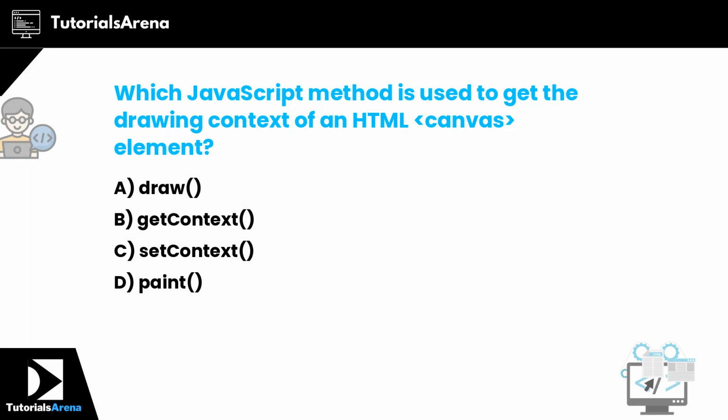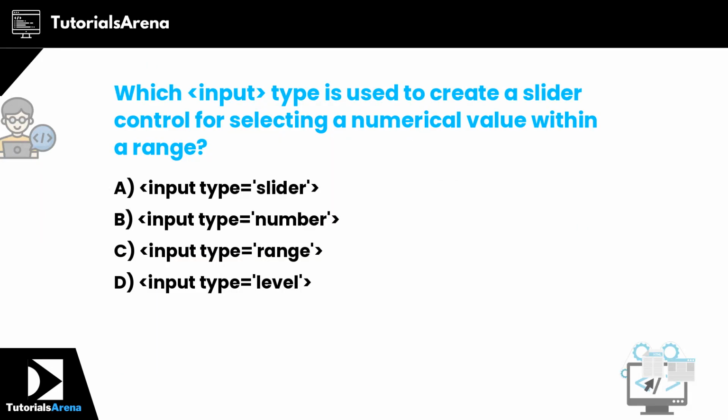Which JavaScript method is used to get the drawing context of an HTML canvas element? The correct answer is option B, getContext. Which input type is used to create a slider control for selecting a numerical value within a range? The correct answer is option C, input type equals range.